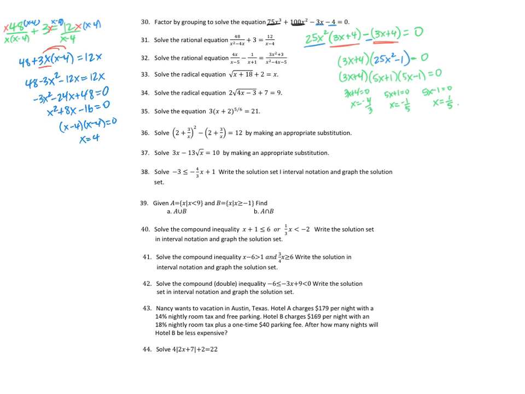Oh, but that's a problem, because if x equals 4, then that means I have a 0 in the denominator. So this actually has to be thrown out. And so it looks like there's no solution to this equation. So this is no solution.